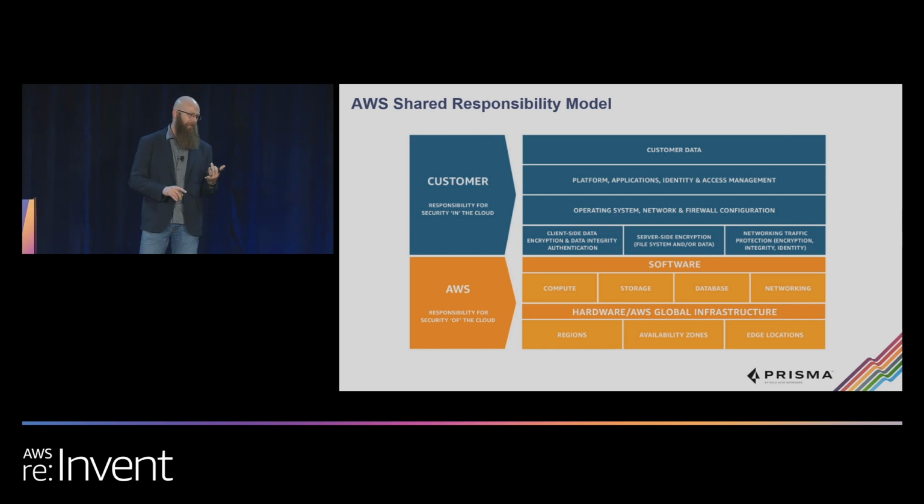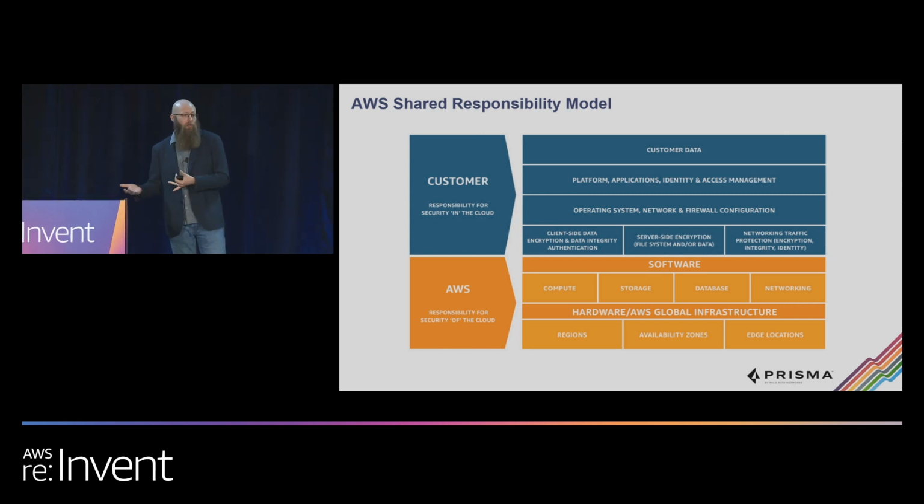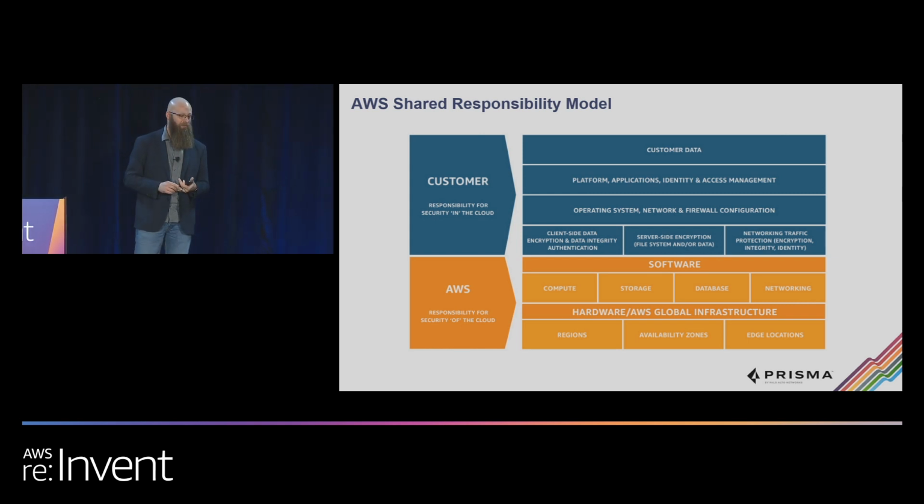So the compute capabilities, the actual, say, EC2 instance or Lambda and what those functionalities are, that's their responsibility to make sure that those systems are performing the way they're supposed to perform. The storage, so S3 buckets, things of that nature, that's their responsibility to make sure that those systems are actually secure. The databases and networking side, Route 53, all that fun stuff.